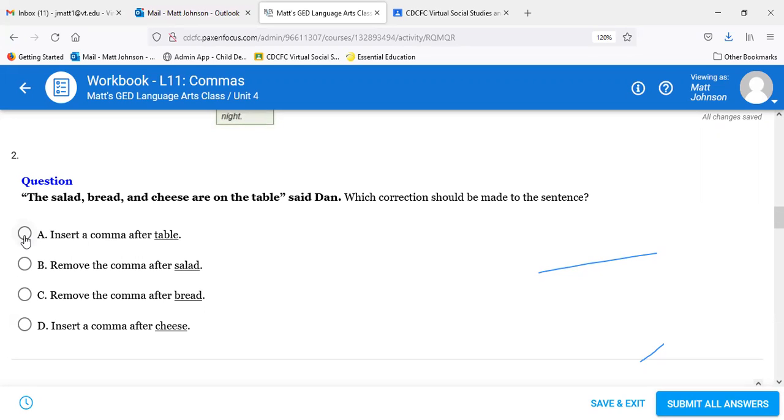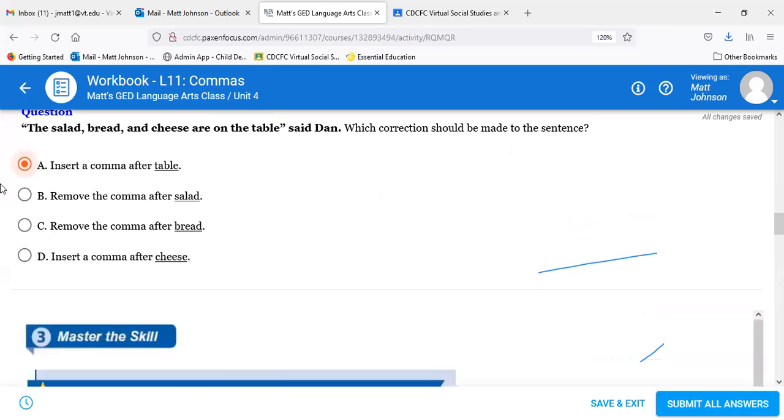So our use here, right? We're separating things in a list. So the salad, bread, and cheese are on the table. So that's correct. And remember, if we're using quotes, if we're setting off a quotation, somebody speaking, we're going to use a comma there at the end of the quotation. So the salad, comma, bread, comma, and cheese are on the table, comma, quotation mark, said Dan. We're going to drop that in right there. All right. So A for number two.